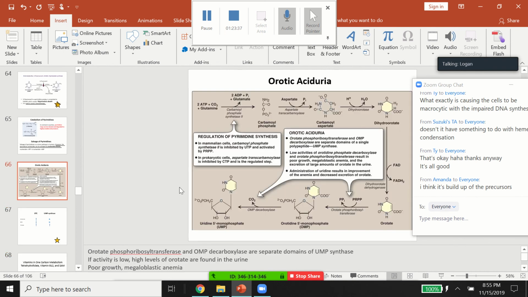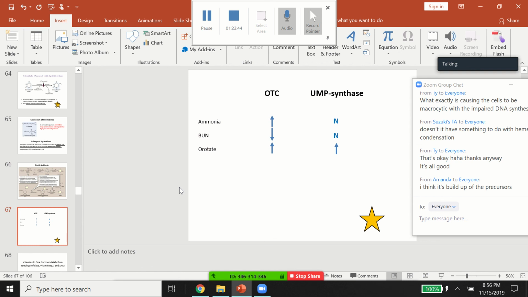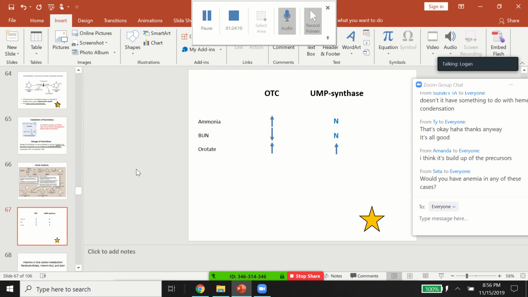This talks a little bit more about orotic aciduria. I thought it might help you with Dr. Kick's type stuff, so I kept it in there. I'm not exactly sure, but I think this tells you the difference between if OTC is deficient and UMP synthase is deficient. I don't remember her really asking much about these different things. This would probably be more of a Kick type question because he's going to be asking way more about OTC. But I decided to include it, put a star just in case. If you have any questions about it, let me know.